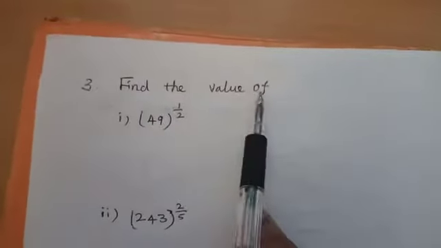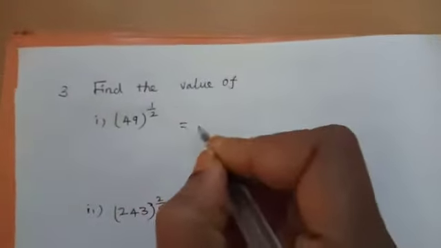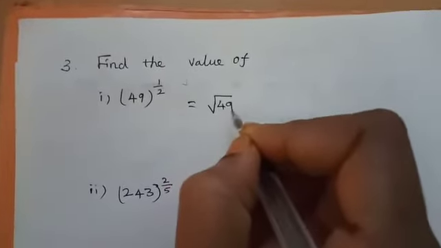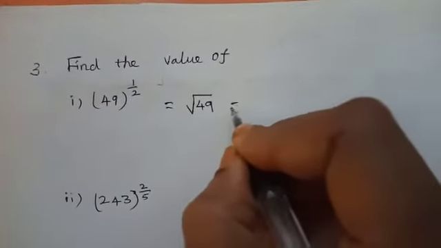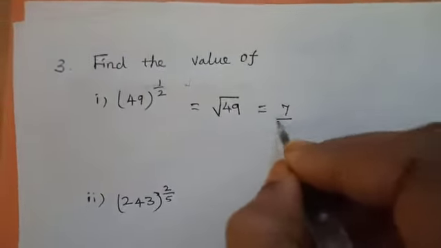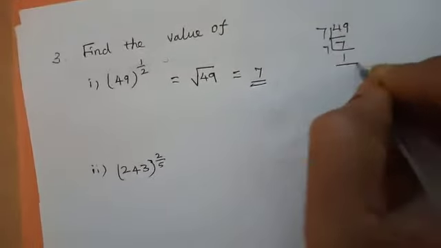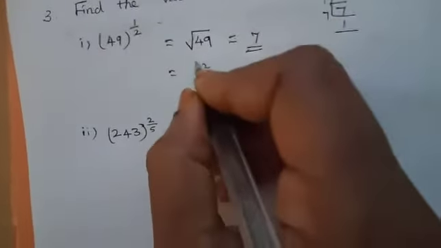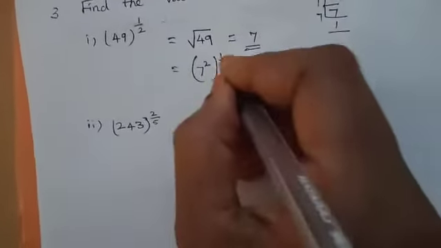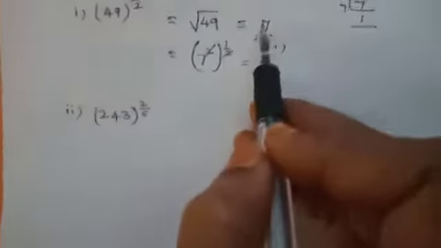Third question. Find the value of 49 to the power half, that is the square root of 49. Okay, so we know that 7 squared is 49, so we write the answer as 7. Because 49, taking factors, means 7 7s are 49, so 7 power 2, to the power half. So the 2s cancel.